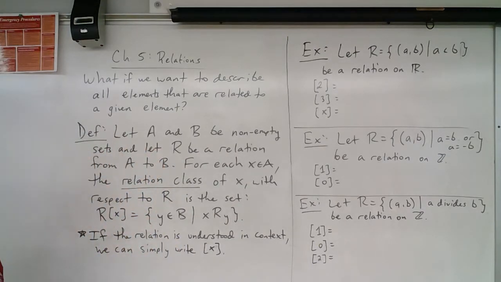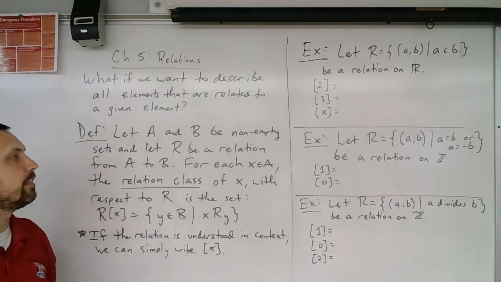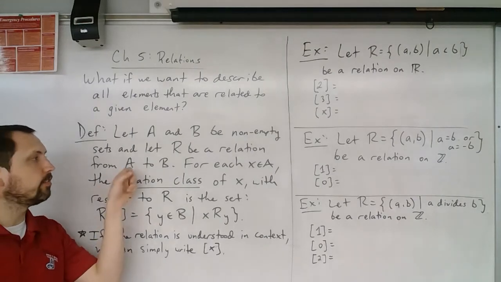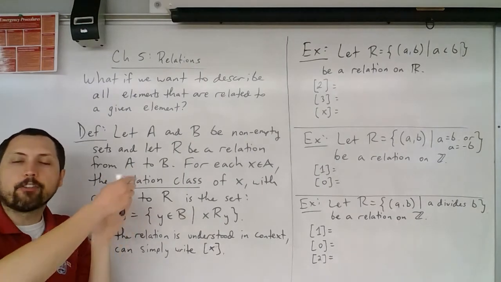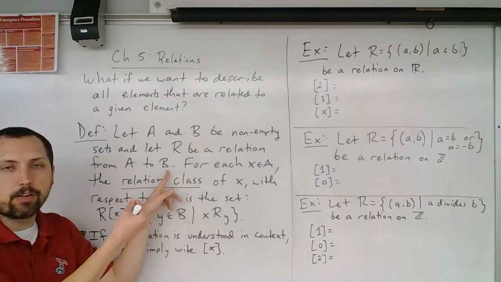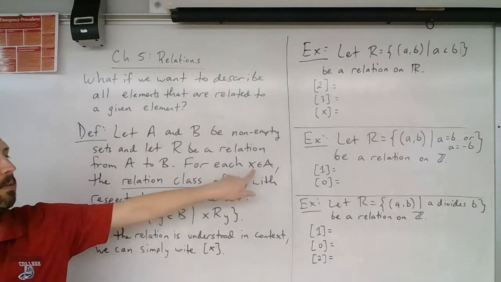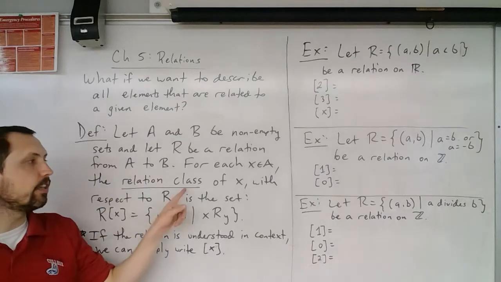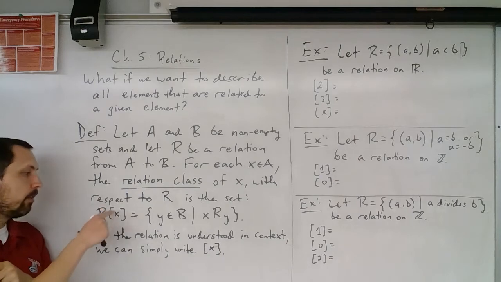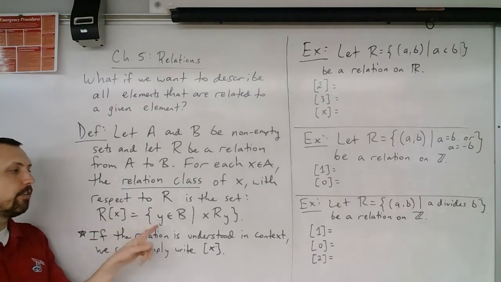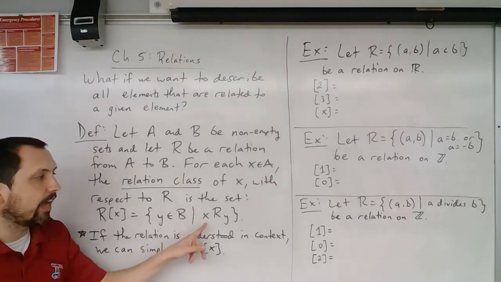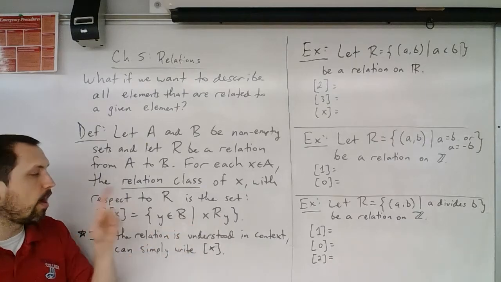So we have this definition. Let A and B be non-empty sets and let R be a relation from A to B. Remember, these elements in A are going to be entries of our first thing from our ordered pair, and elements from B will be in the second part of our ordered pair. So for each element X that's in A, the relation class of X with respect to this relation is defined by the following. This R with square brackets of X is now the set of all of the elements in B that X is related to. So X is related to Y for all of these.